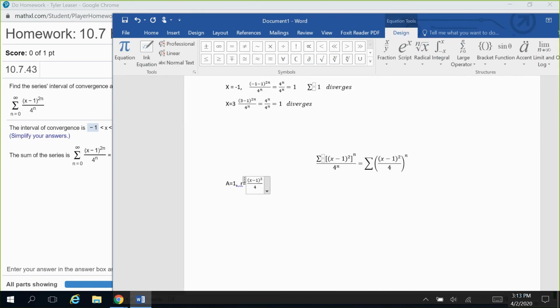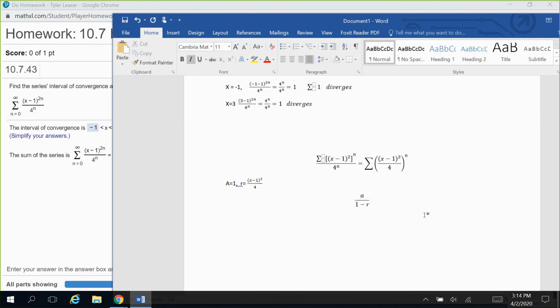divided by 4. And remember that as long as this is less than 1, it converges, but we already did that step. That's not the step that we're trying to do. We're trying to figure out where it converges. And remember, for geometric series, this is the formula for where it converges. It converges to a divided by 1 minus r. So just plugging in what we have, that's going to be 1 divided by 1 minus this (x minus 1) squared over 4 thing. It looks really awful, and it kind of is. You just have to fix it. So just multiply 4 on top and bottom everywhere.